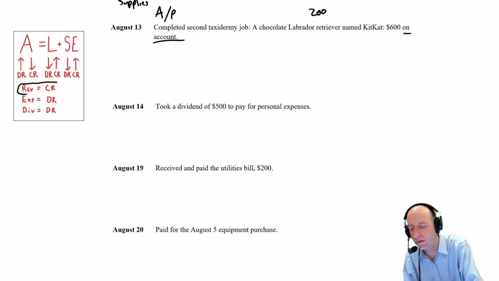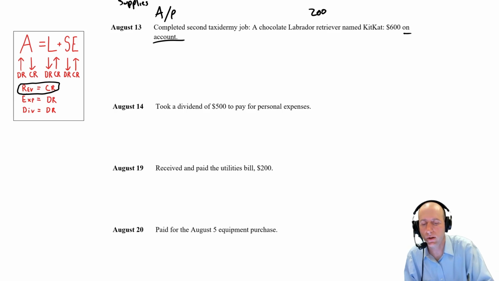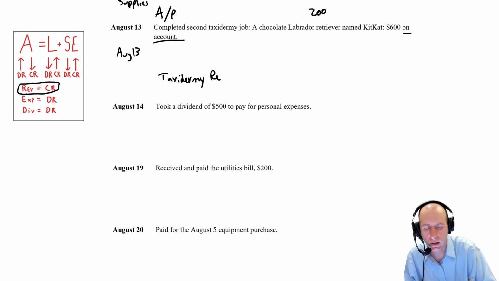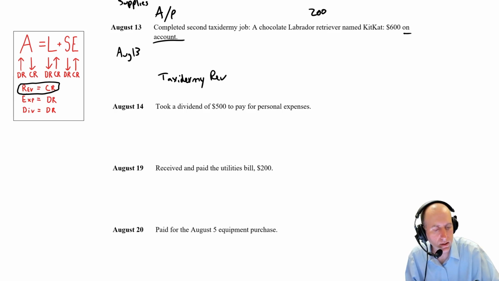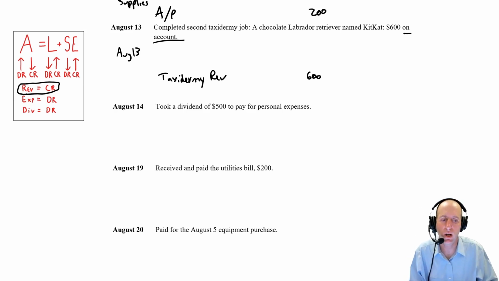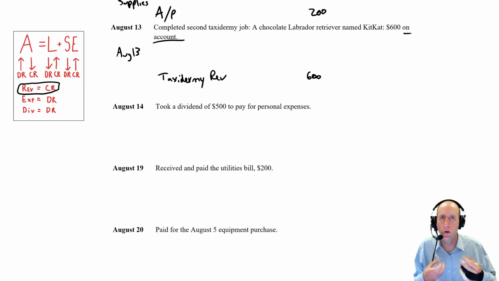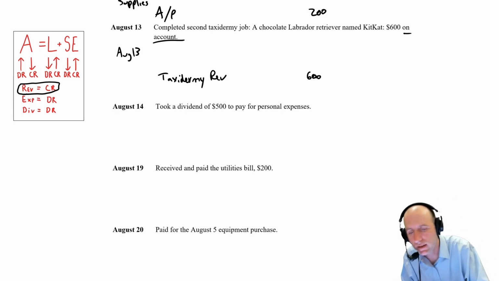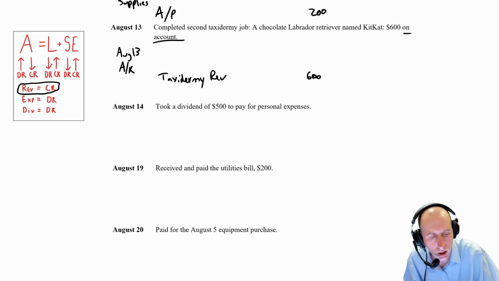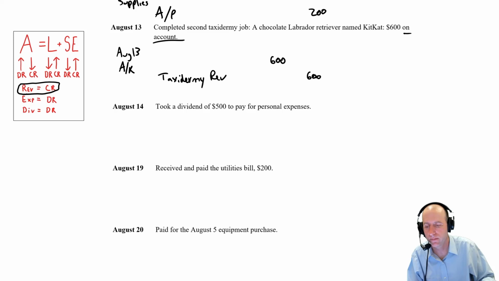Maybe we'll deal with that first. We'll have to credit some sort of a revenue. So on August the 13th, I'm going to credit taxidermy revenue, right? I did some taxidermy work. I'm earning taxidermy revenue, and the amount is $600. The debit here would normally be to cash when you're earning money, but we didn't get paid. So when a customer owes us money, it's sort of like when we owe our vendors money, it's accounts payable. When a customer owes us money, it's accounts receivable. Debit AR, accounts receivable, for 600 smackers.